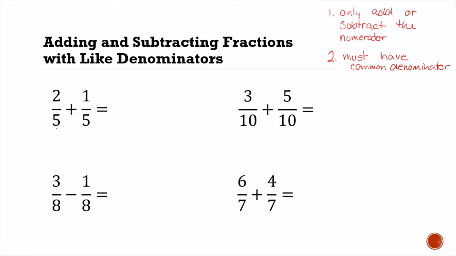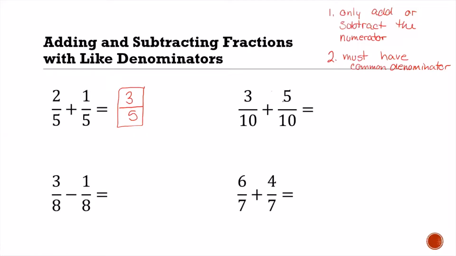So here the denominators are the same. The bottom number is both 5. So we're adding fifths. If we're adding fifths, we're going to get fifths out. 2 plus 1 leaves me with 3. So the answer for this particular question is as simple as 3/5. Those are the really common ones from back when we were in elementary school.